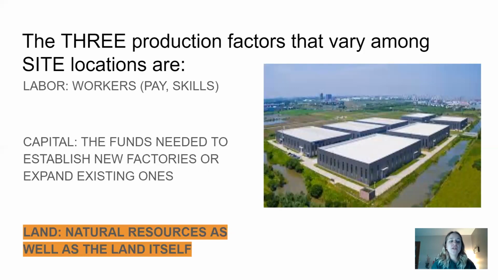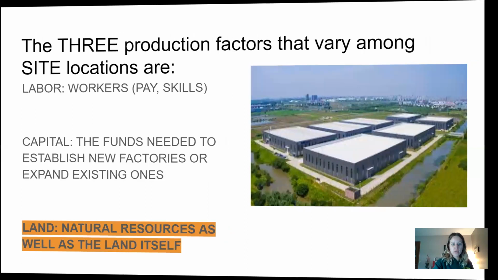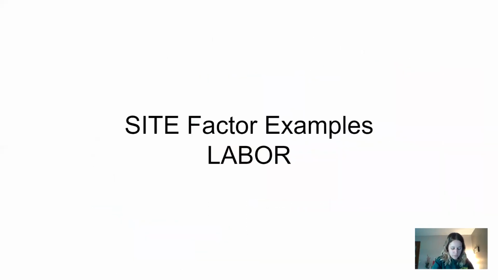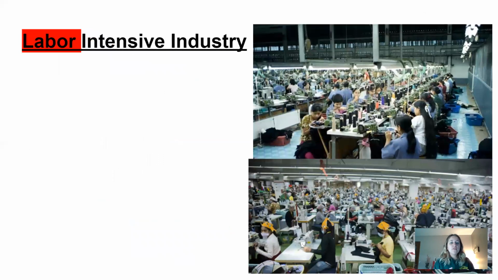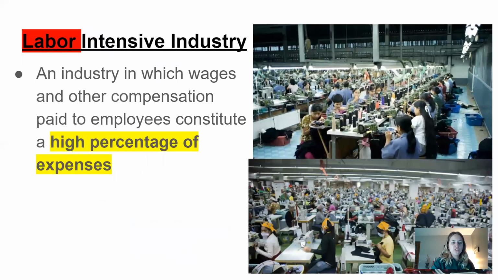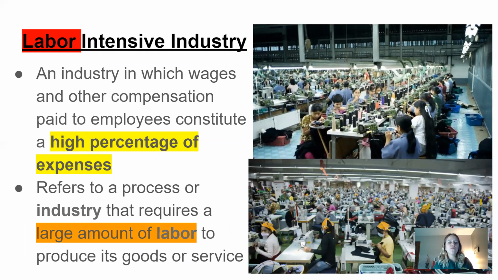Now what I'm going to do is take these three site factors and break them down even further, starting with labor. All right, so labor intensive industry, this is on your vocab sheet, so go ahead and write this down. These are a lot of words, and I'm going to read them to you, but I'm going to morph it all together for a shorter definition. So what is a labor intensive industry? It, by definition, is an industry in which wages and other compensation paid to employees constitute a high percentage of expenses. Okay, I highlighted that because that's important.